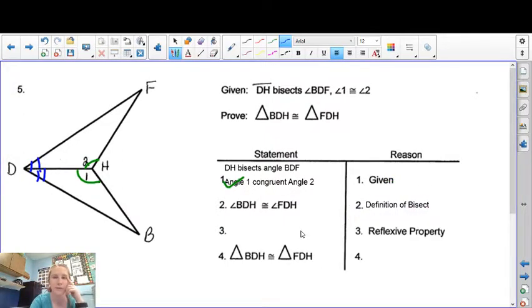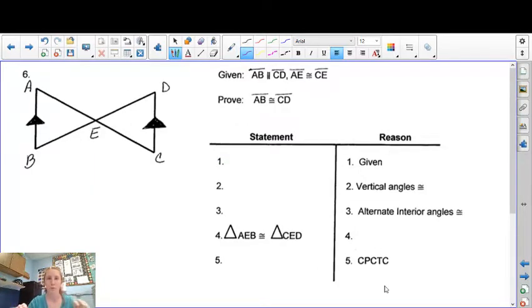And then I see my favorite reflexive property, so that must mean I get to put that line there and say that DH congruent to DH. And then I say, hey, I've got an angle, I've got a side, and I've got an angle. So we proved it based on ASA. Okay, guys, one more proof.